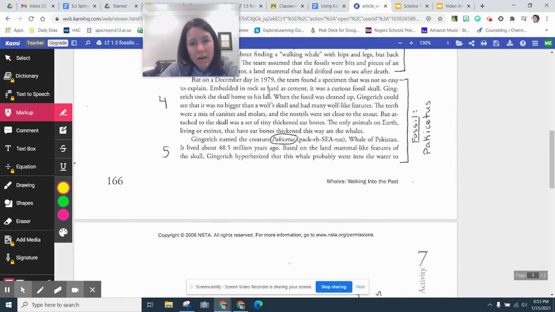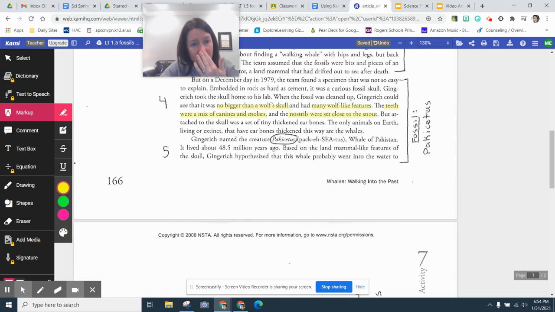If I go back to paragraph 4, Gingrich took the skull to his lab, and when it was cleaned up, here we go, it was no bigger than a wolf's skull and had many wolf-like features. And again, originally he was looking for land mammals. So the teeth were a mix of molars and canines. And nostrils, which are the nose holes, were set close to the snout. Snout would be like the end of the nose. So right now, it sounds like they're describing a wolf or a dog.